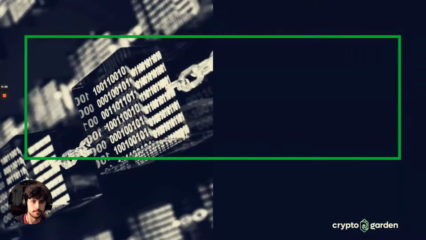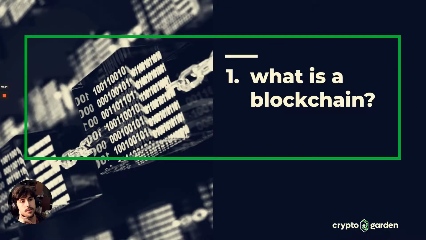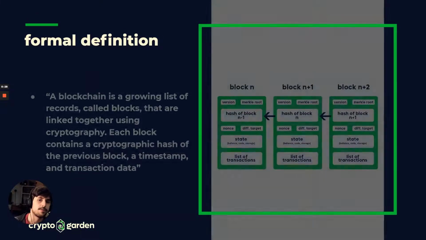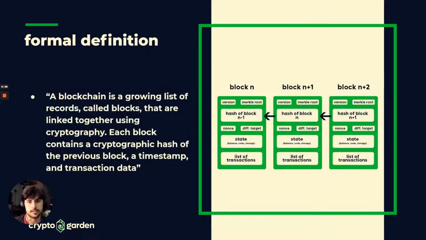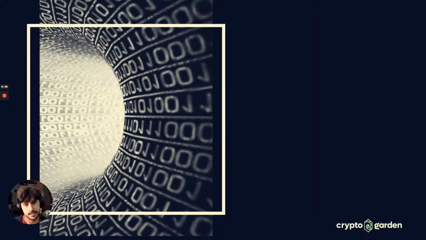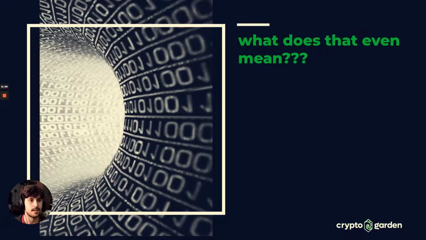So first, let's start with what is a blockchain. Well, let's start with a formal definition. A blockchain is a growing list of records called blocks that are linked together using cryptography. Each block contains a cryptographic hash of the previous block and timestamps and transaction data. Okay, so if you didn't sleep with this nonsense, you're probably asking, what does that even mean?